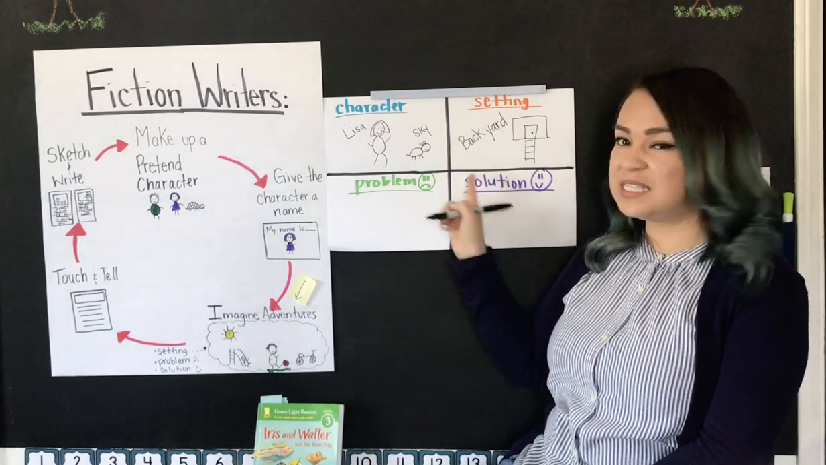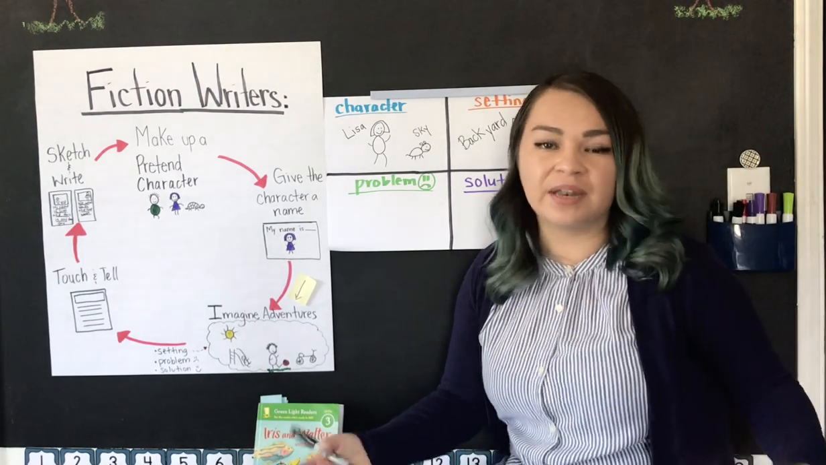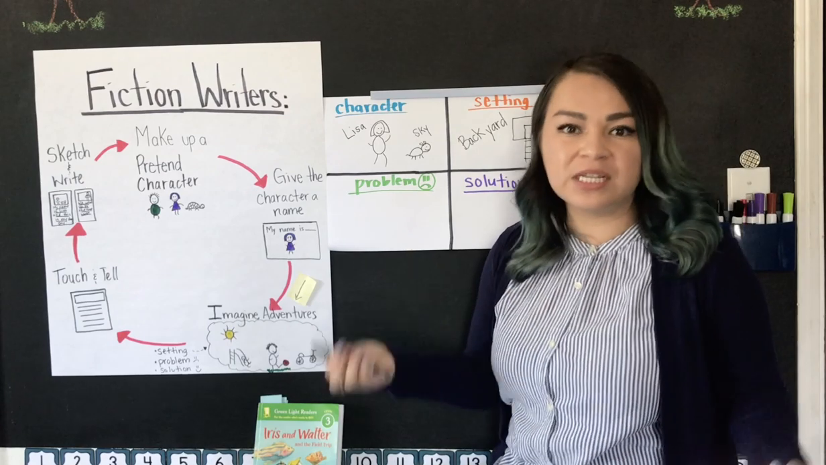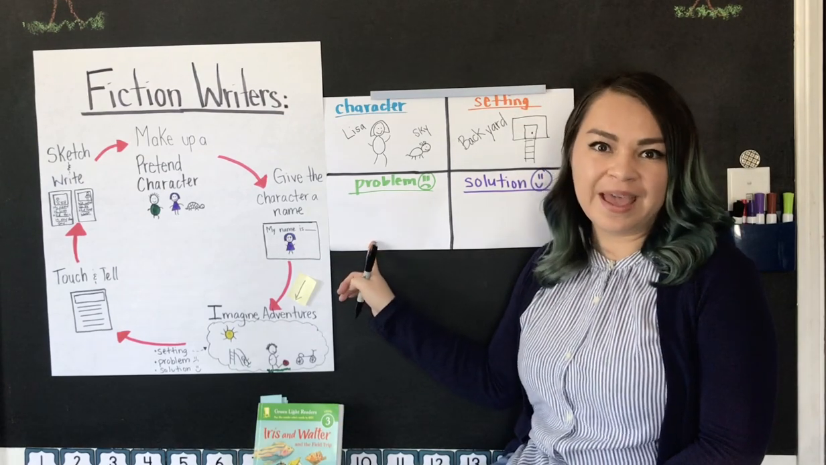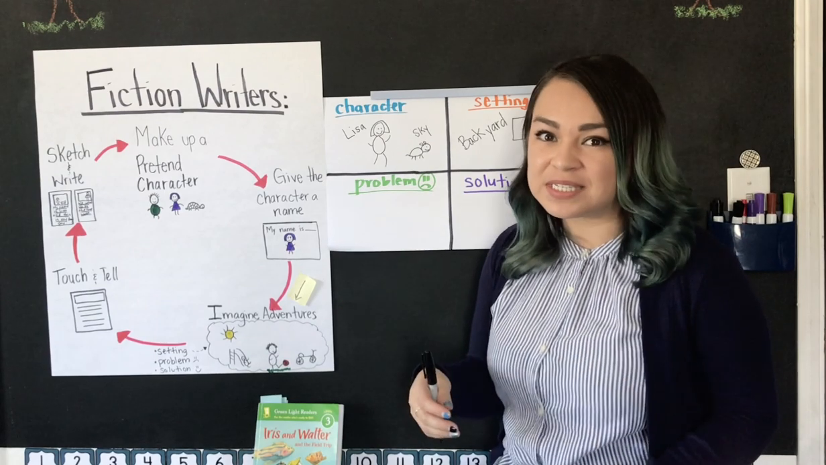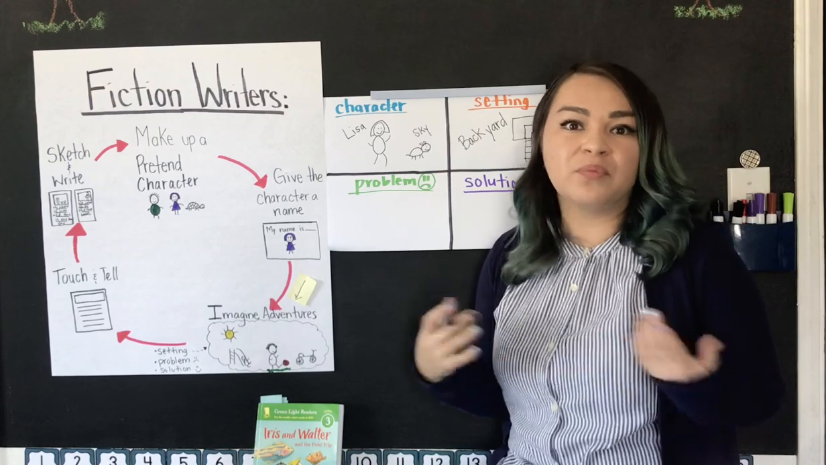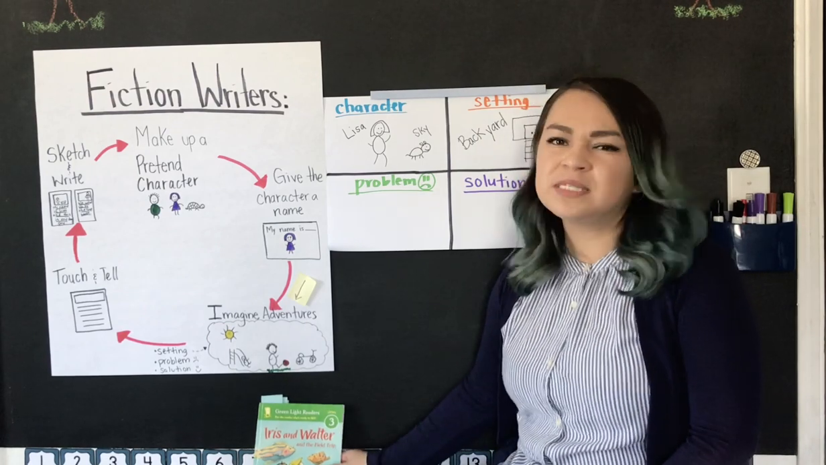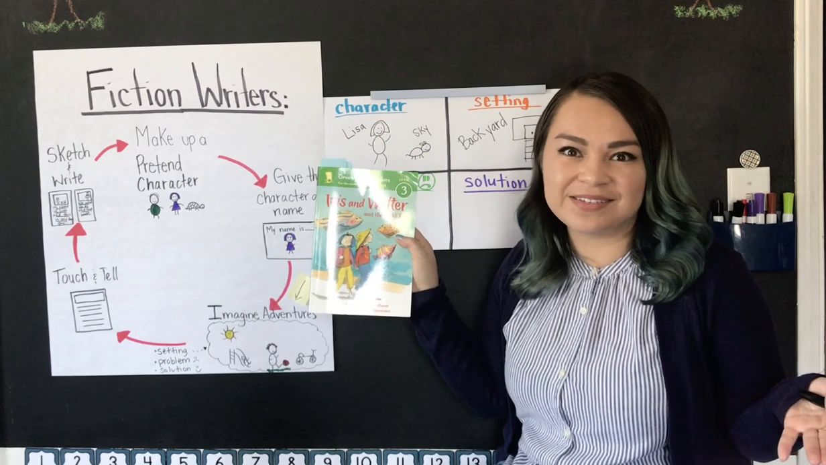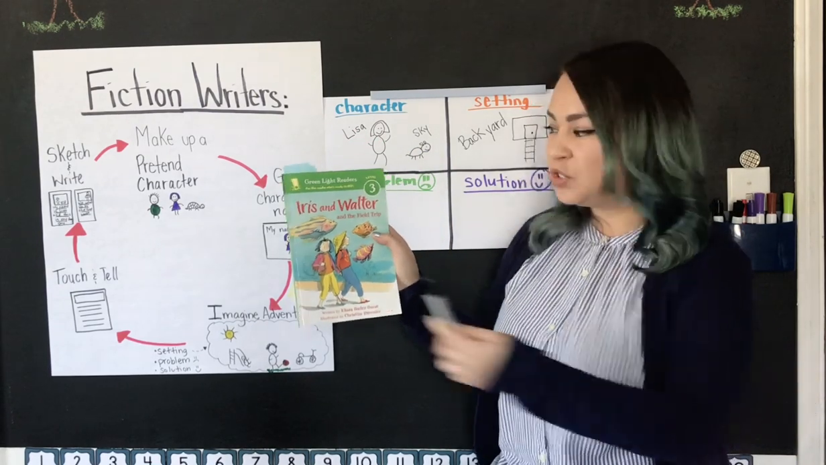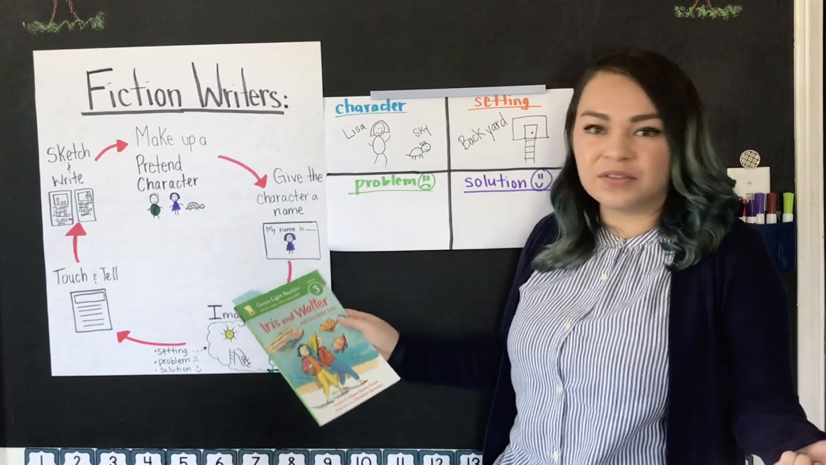After you think of the setting where your story is going to take place, it could be outside, it could be at a park, it could be at an ice cream shop. Now you have to think of a problem. Every story is interesting when there's something that happens to the characters. It could be a problem that real people go through. What was the problem in Iris and Walter? Someone gets lost, right? Is that something that could happen to a little boy and a little girl? Yeah, they could get lost on the field trip.